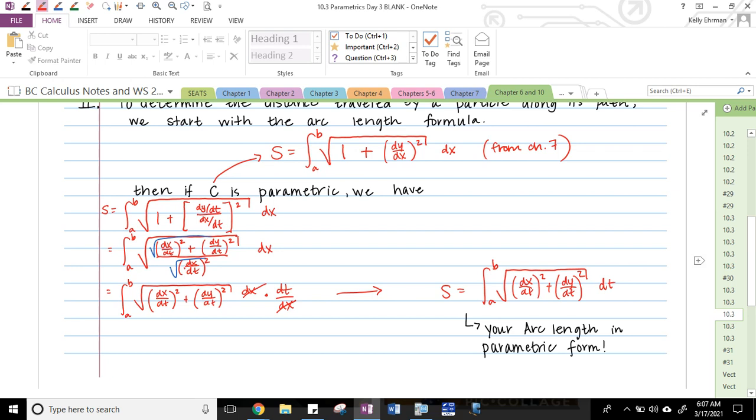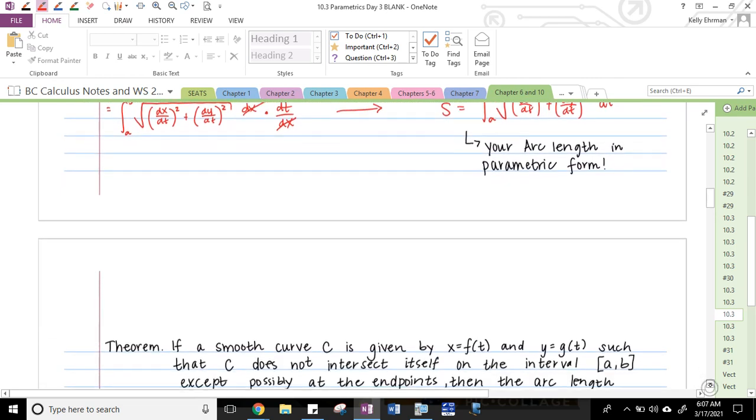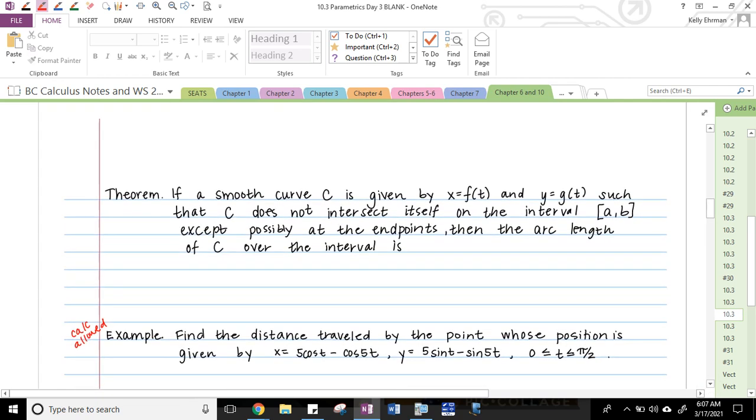So if it's not a parametric equation, if it's just some sort of curve, we stick to the square root of 1 plus dy dx squared. If things are parametric, it's x prime squared plus y prime squared, square root of that, integral. All right, so let's use that for the next problem.